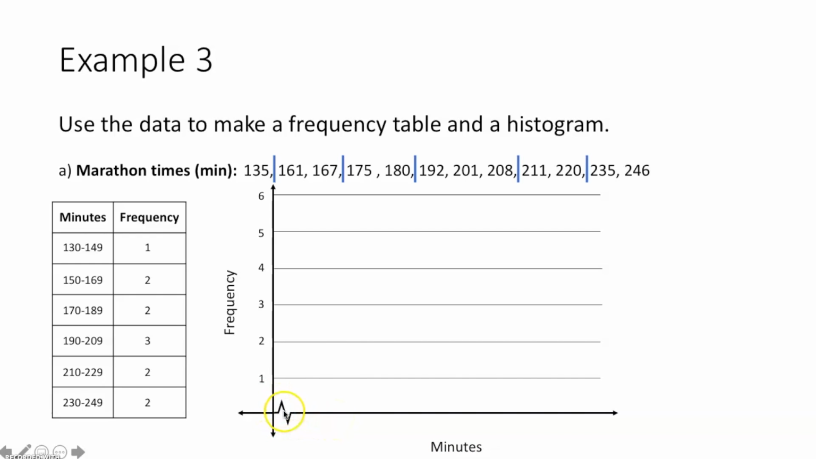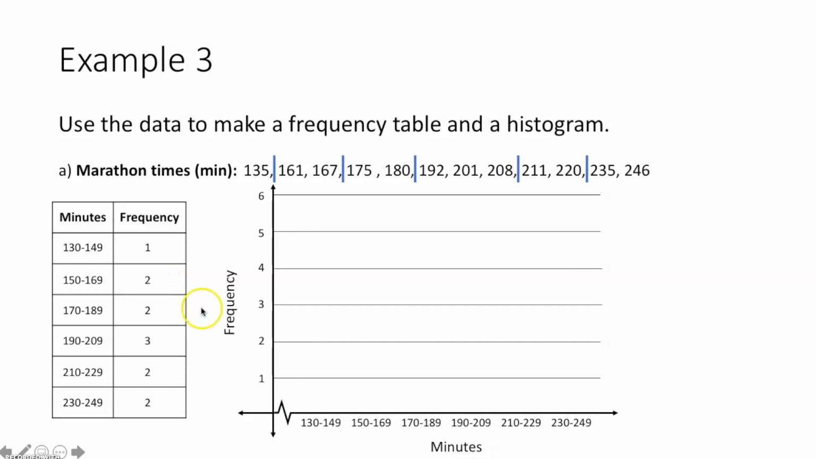Now, this little guy right here allows us to not start at 0. This just tells us that we're skipping a bunch of numbers, and then we're going to start at 130 to 149, and then 150 to 169, 170 to 189, 190 to 209, 210 to 229, 230 to 249. It would be really annoying to have to go 0 to 19, 20 to 39, and do that all the way where there's not even going to be any data points over there. So that's why we do this.